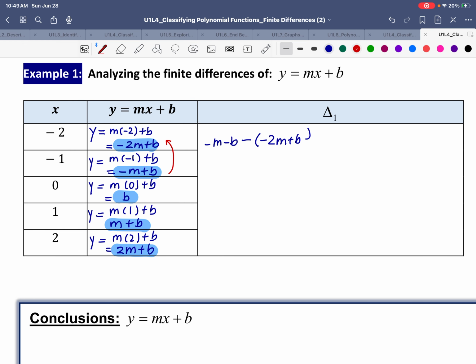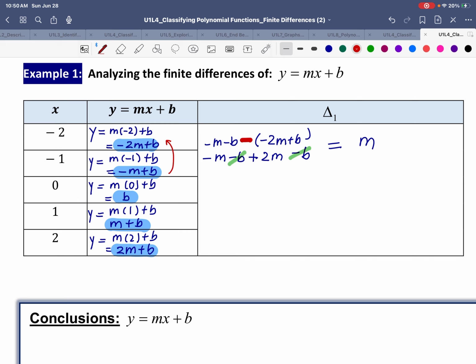So let's make the subtraction here, so it stands out. And I want to bring your attention to the fact that whenever you subtract more than one term, you've got to keep that in brackets to remind yourself that each term is being subtracted. So minus negative 2m is positive 2m, minus positive b is minus b. So b and negative b will add to 0. Negative m plus 2m will give m.